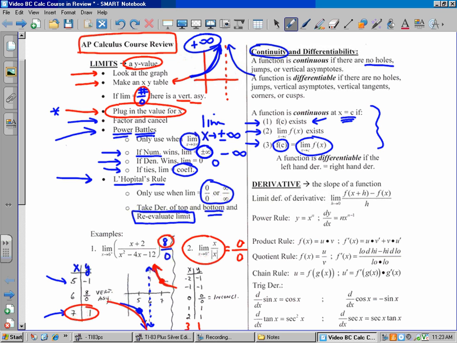But in general, a function is going to be continuous if there are no holes, if there are no jumps, and if there are no vertical asymptotes. So if you've got a picture of the graph and you don't see any holes, any jumps, or any vertical asymptotes, then the function is going to be continuous.